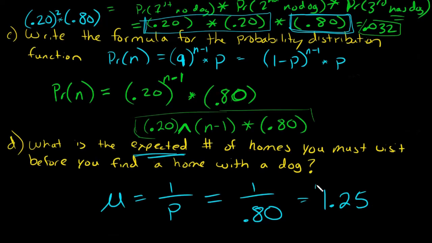And read the instructions carefully. Sometimes you have to round expected numbers like that to the nearest whole number, in which case this would just be 1. But it's okay to leave it as a decimal as well. Just make sure you read the instructions of whatever question you're trying to answer. On average, we are visiting 1.25 homes, meaning sometimes we'll visit one home and find a dog, and other times it may take us 2 visits before we find a dog.